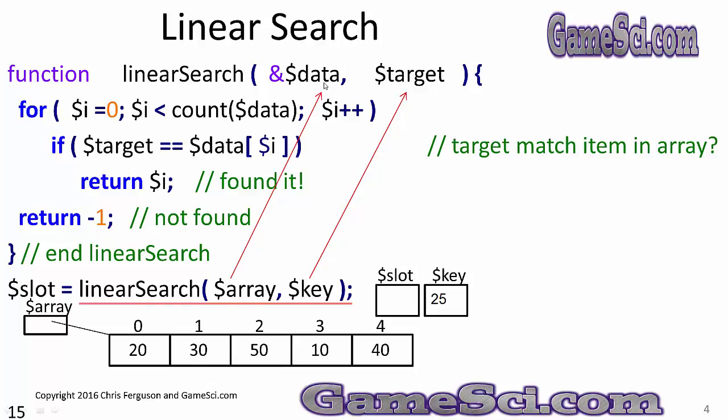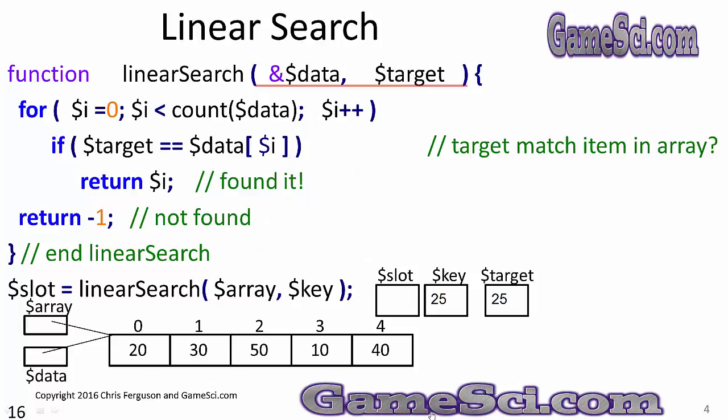I'll pass $array to $data by reference so it doesn't make a copy of the array. I'll pass key to target, and target will contain a 25. Target is a copy of the parameter. We're set up just like we were before, and we will run the for loop.